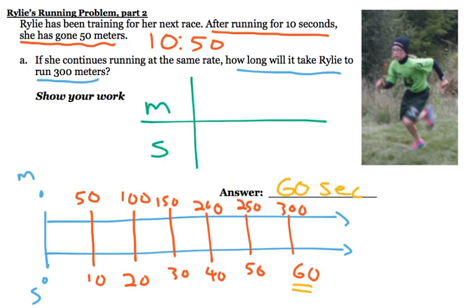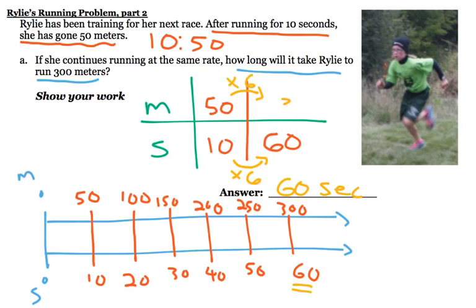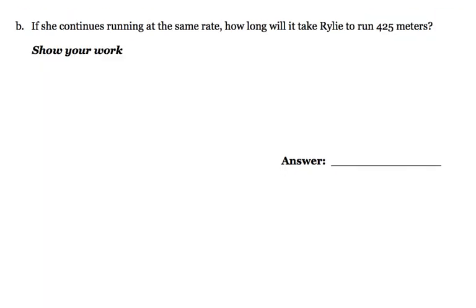You could have also used a ratio table, and that probably would have been a little bit faster here. So we have meters and seconds. We know that it's 10 seconds for every 50 meters. And now we want to scale this ratio up to 60 seconds. I notice that I can multiply 10 by 6 to get 60. And so 50 times 6 would be 300. If she continues running at the same rate, how long will it take Riley to run 425 meters?